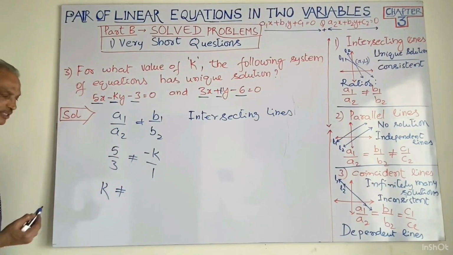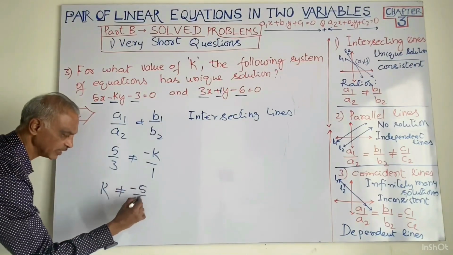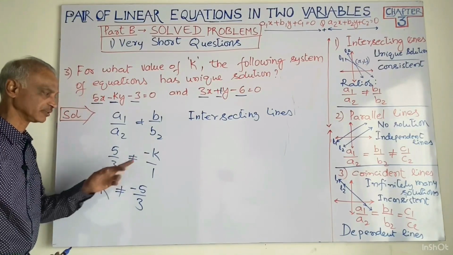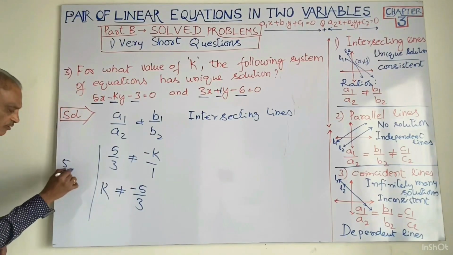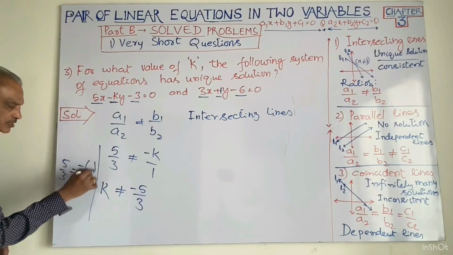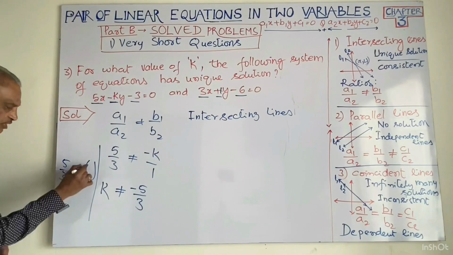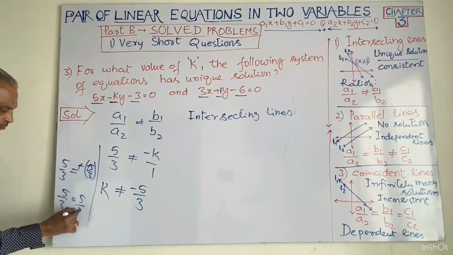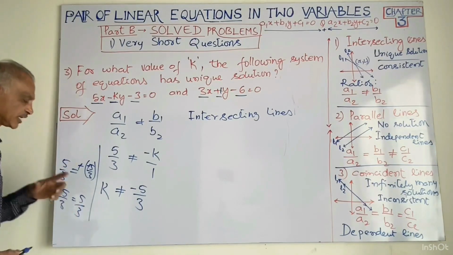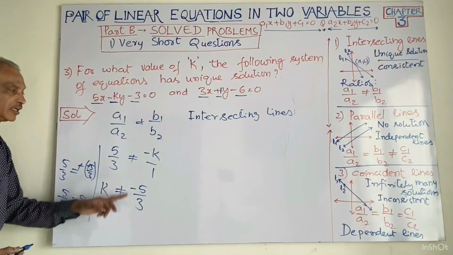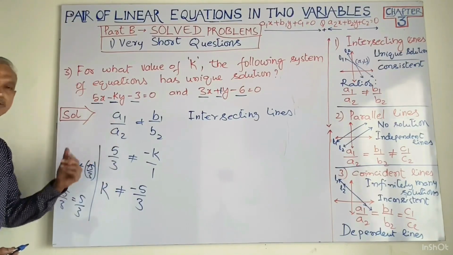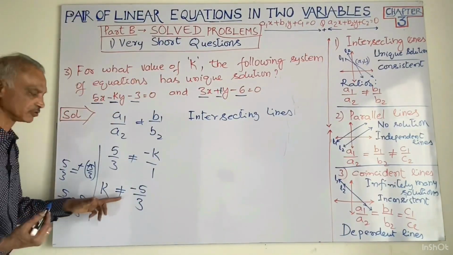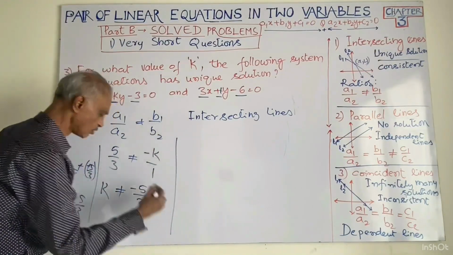But minus k is there, so k should not be equal to minus 5 by 3. If you substitute k equal to minus 5 by 3, what will happen? Minus k becomes 5 by 3, so A1 by A2 and B1 by B2 are equal to each other. Therefore, k should not be equal to minus 5 by 3.